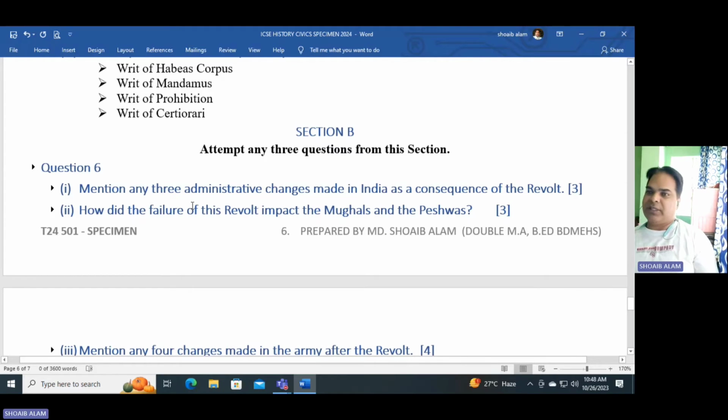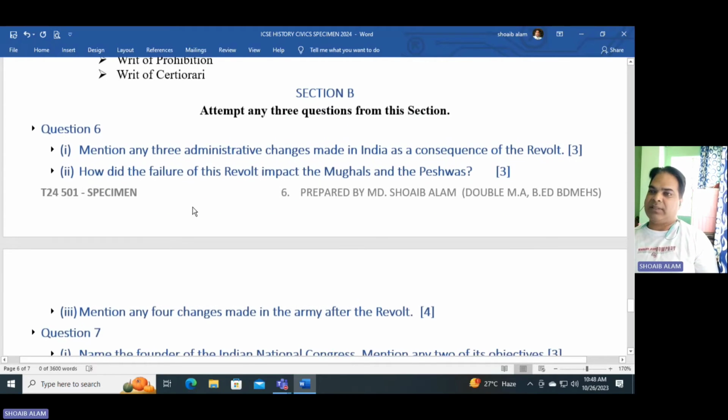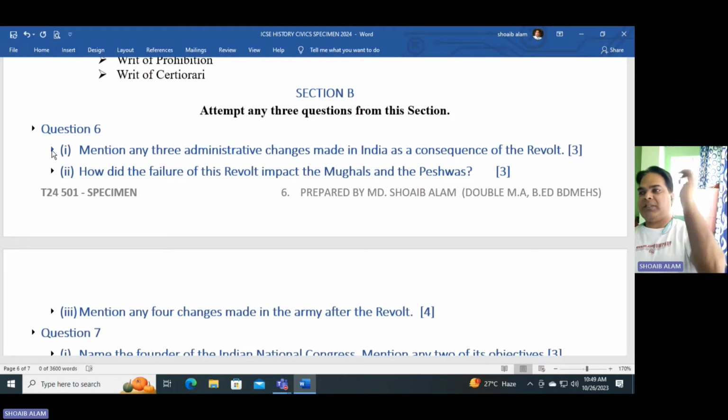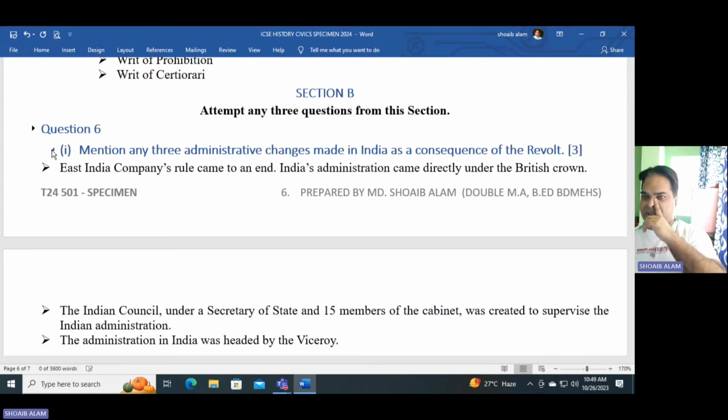Okay. Now let us move on to section B. Attempt any three questions from this section. Question number 6. Mention any three administrative changes made in India as a consequence of the revolt. So administrative changes.